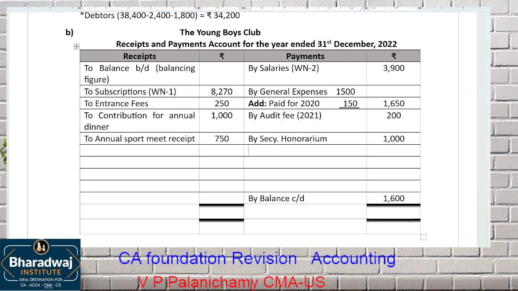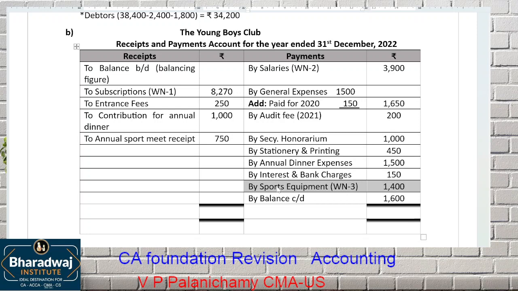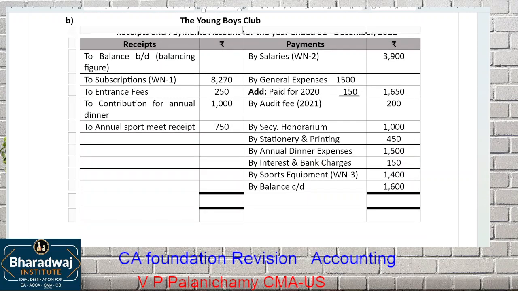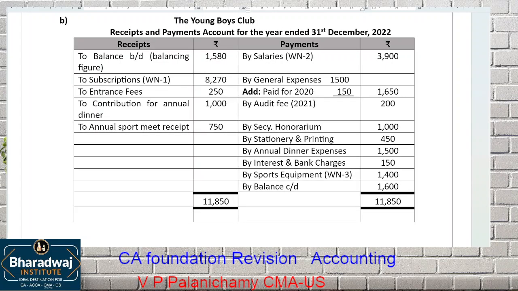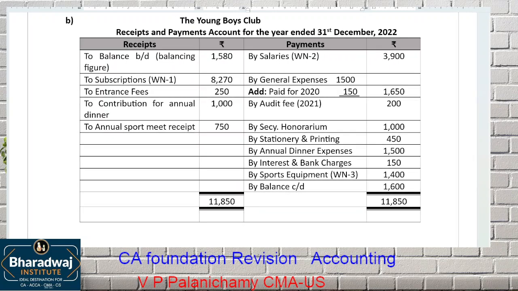Then secretary salary, stationery and printing, annual dinner expenses, interest and bank charges, what else is there? Sports equipment purchased, the working we did, 1400. Tally, opening balance you will get as a balancing figure. How much do you get? 1580.